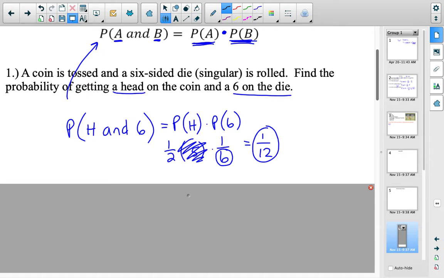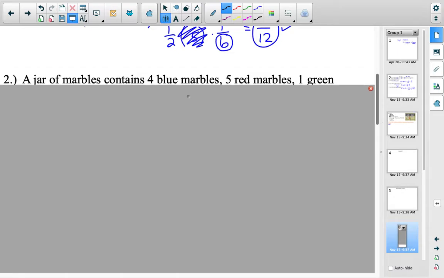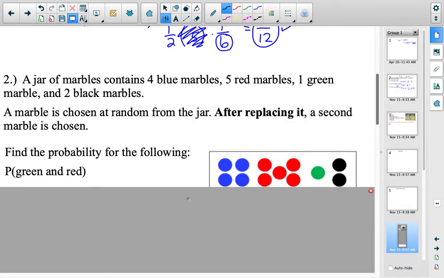So if you flipped a coin and you got a tail, you lose right away. If you flip that coin and get a head and then you roll the die and you get a 3, you also lose. So try to do both and you'll realize it's pretty rare. 1/12. Okay, let's look at the next one.